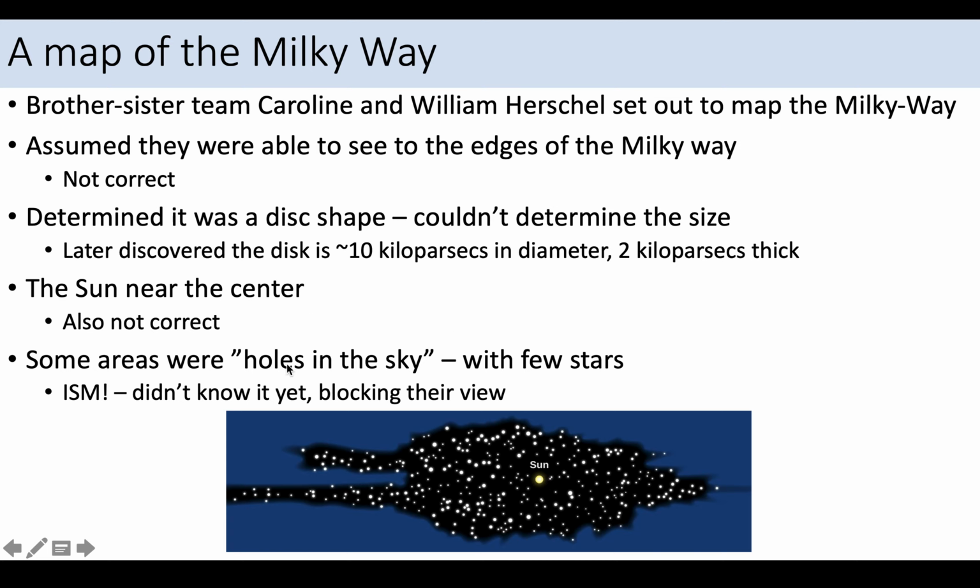And their holes in the sky, they were right, that was something they did correctly acknowledge, that there were areas that they couldn't see. But what they didn't know is that it was the interstellar medium, that ISM, that's actually blocking the view. So there are some areas that the ISM clouds the stars behind. What they thought were holes in the sky is actually where ISM is present, but blocking the view of what's behind.